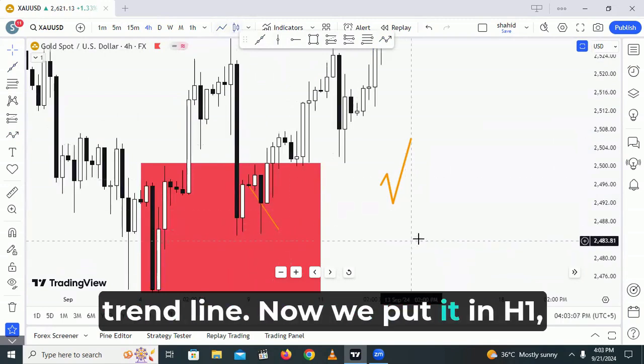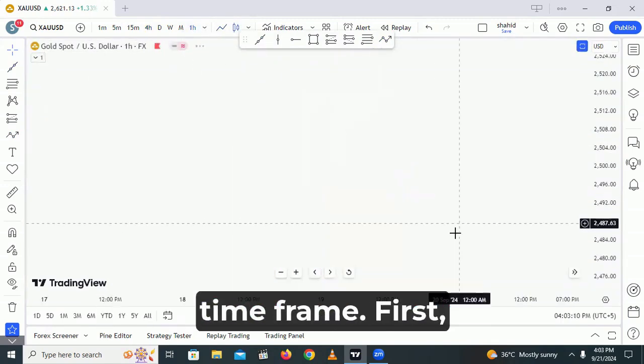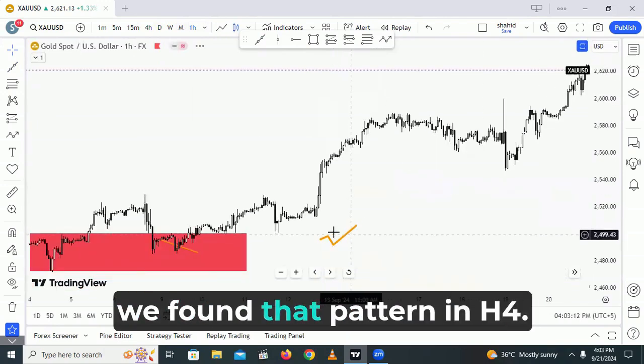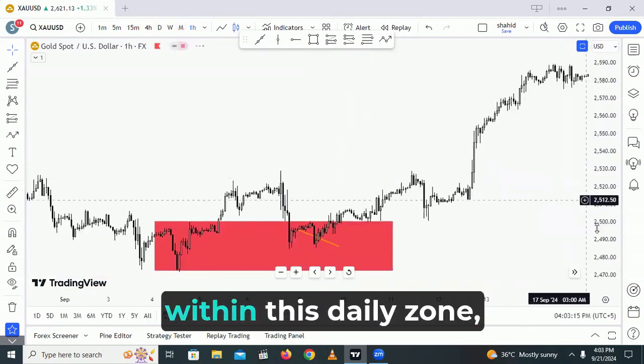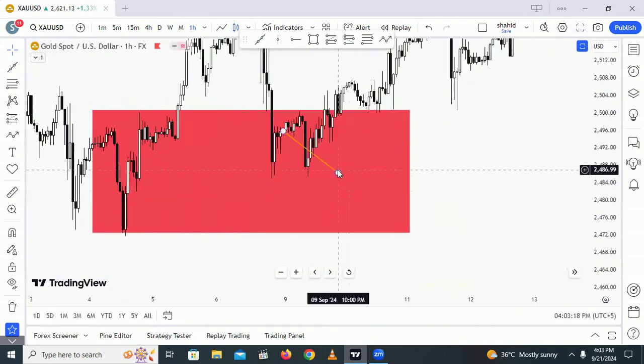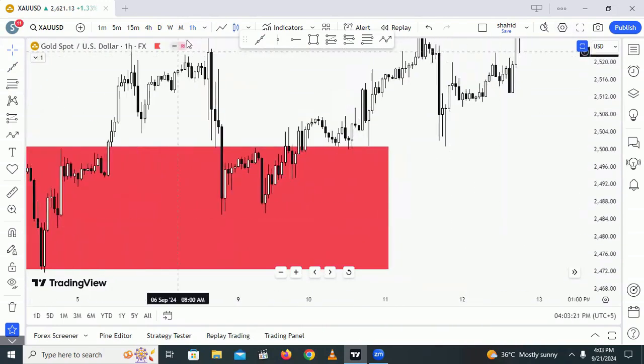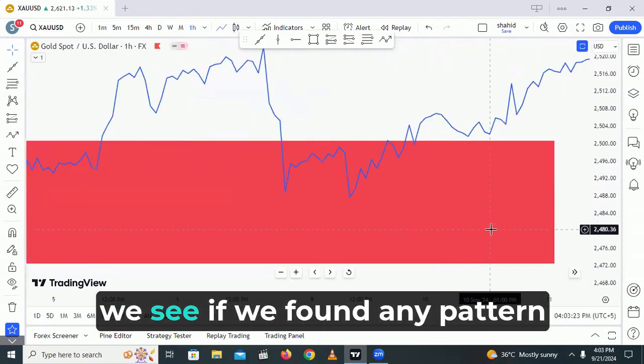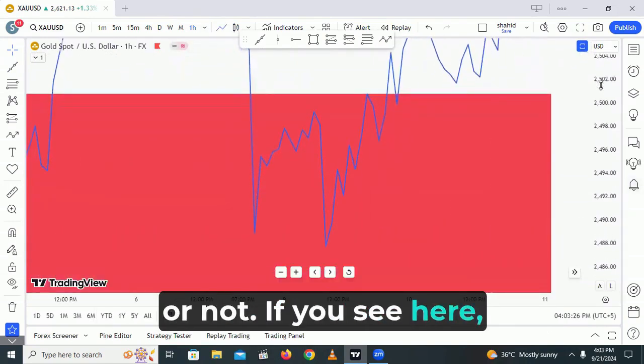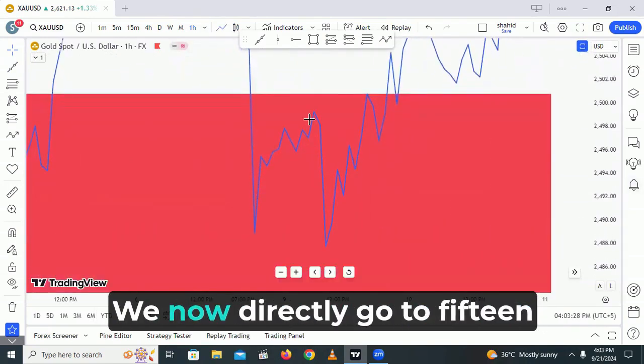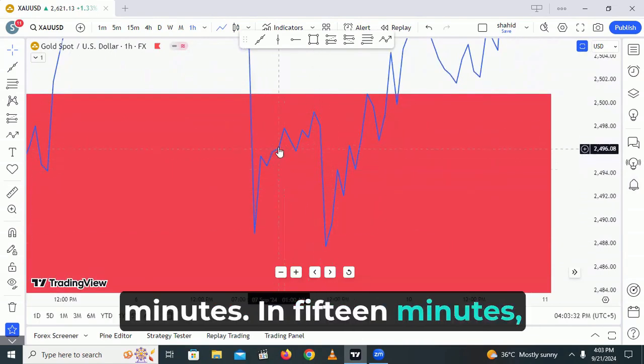Now we put it in H1, take confirmation on a smaller time frame. First, we looked for that pattern in H4. We didn't find it. Now within this daily zone, we see if we found any pattern or not. If you see here, there is no clear pattern in H1. We now directly go to 15 minutes. In 15 minutes, we are confirmed.